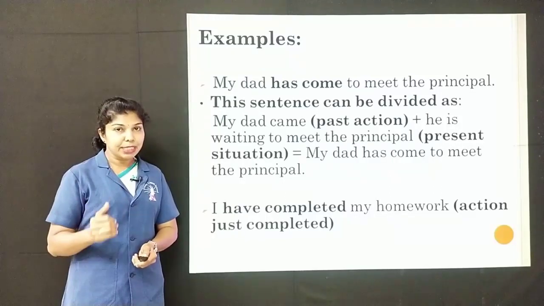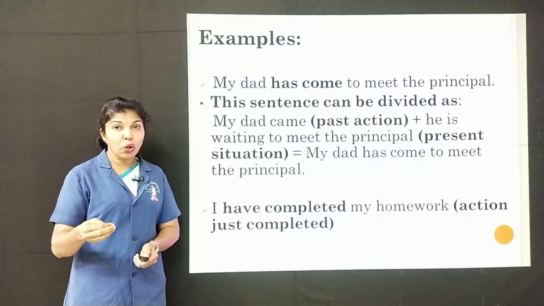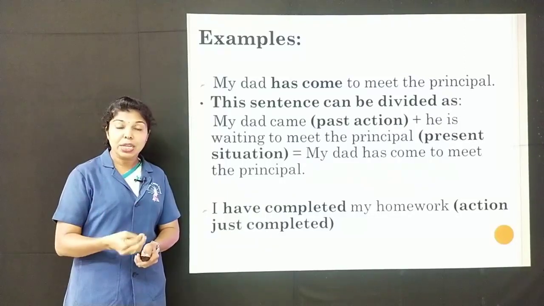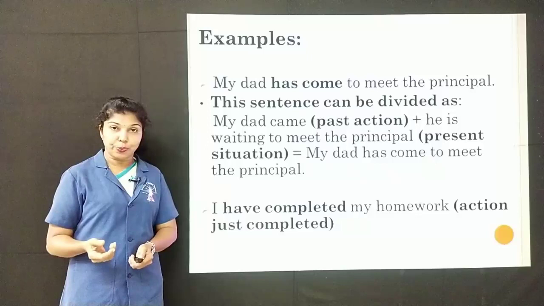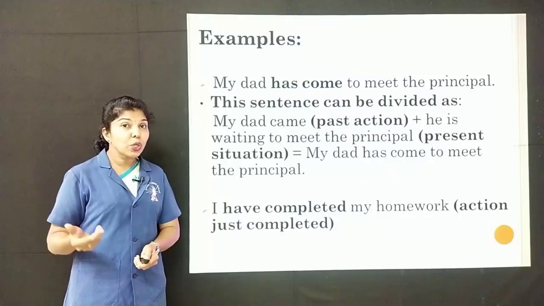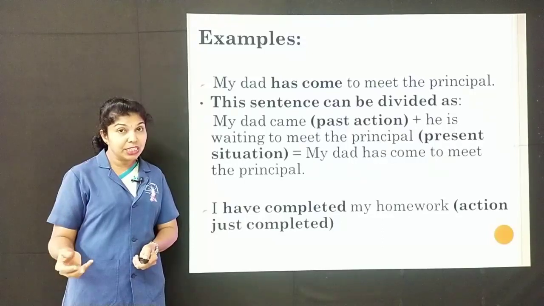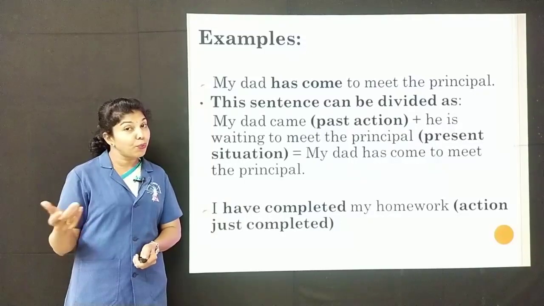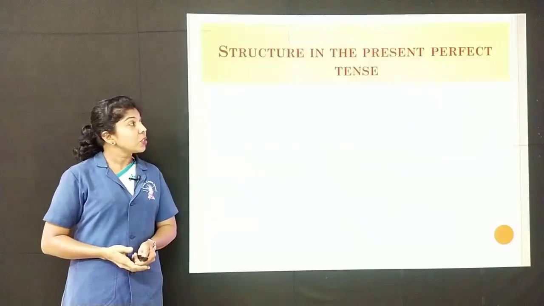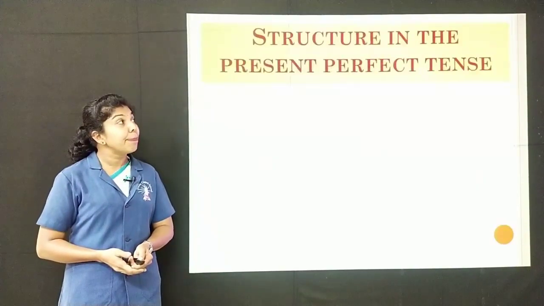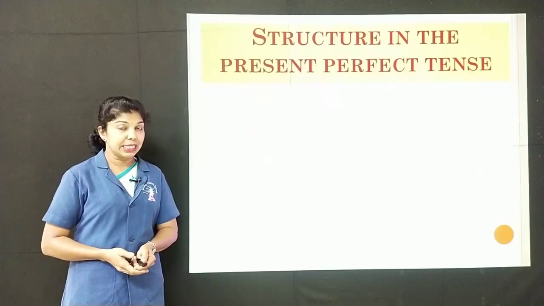For example, let me say at 5 o'clock you are playing outside and your mama comes and she asks you, how come you are playing so early? Then you say, I have completed my homework, which means the action is just done and now you are free. Okay? So now let us see the structure in the present perfect tense.